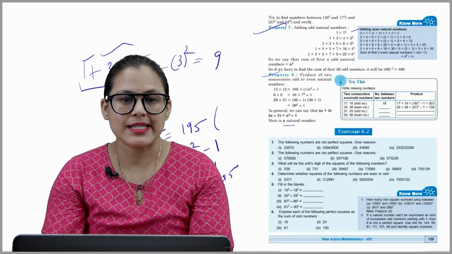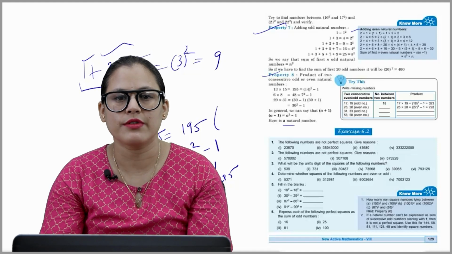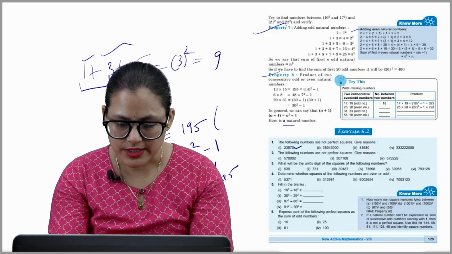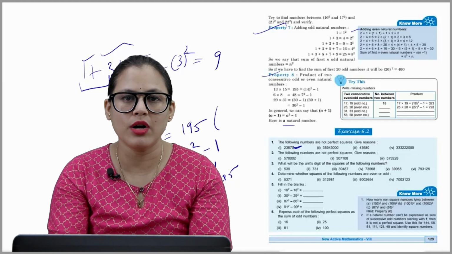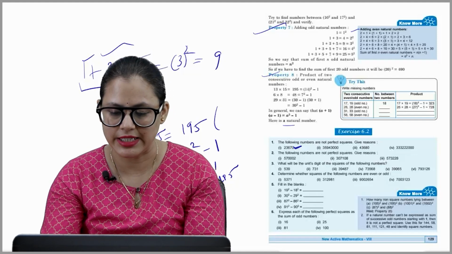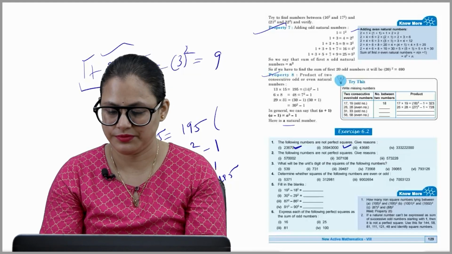Exercise 6.2. The following numbers are not perfect squares. Give reasons. The first one is 2, 3, 6, 7, 0. Zero is not an even number at the end... that's why it is not a perfect square. Similarly, the reason for the second part is the same.